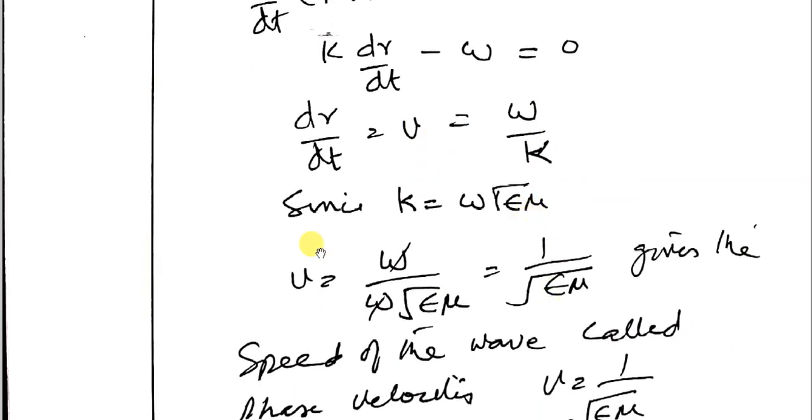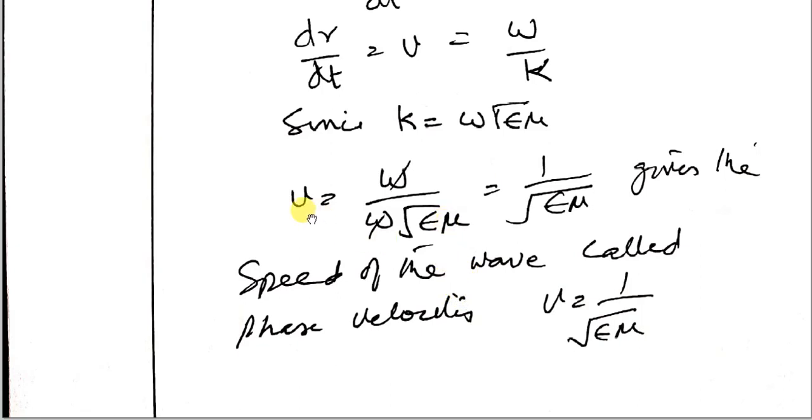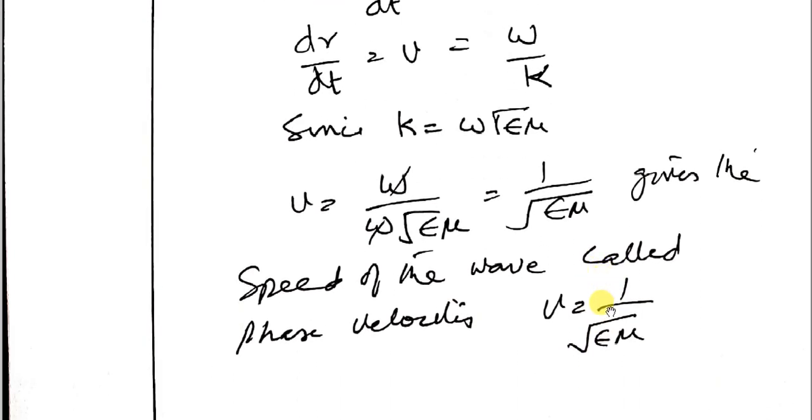Since k is equal to omega times the square root of epsilon mu, the speed of the wave is given by 1 over the square root of epsilon mu, and this is called the phase velocity in a medium. If you take the vacuum, epsilon and mu are replaced by epsilon naught and mu naught, and it becomes the speed of light, which is c, for the vacuum, 3 into 10 to the power 8 meters per second.